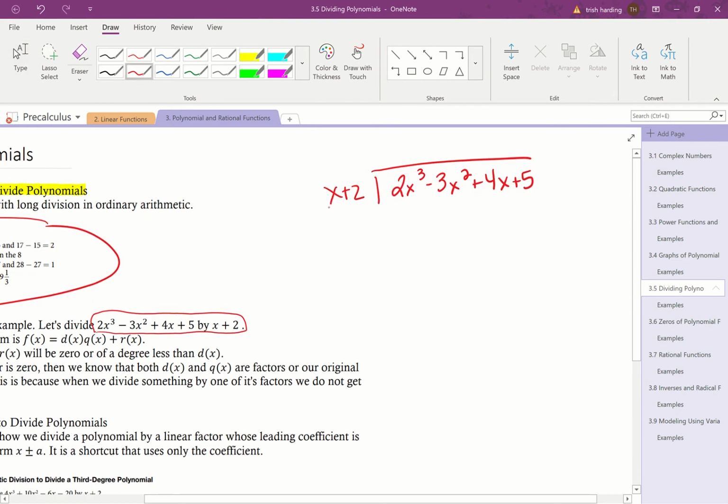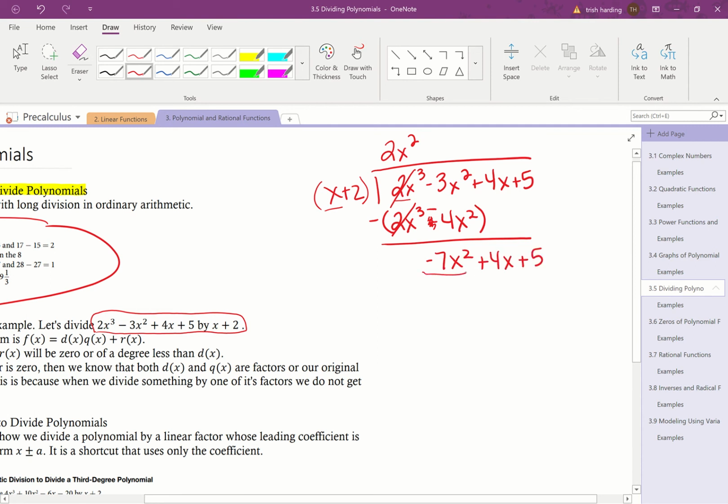So what I'm going to do is look at this first one. What would I need to multiply x by in order to get 2x cubed? I would need to multiply it by 2x squared. So now I multiply 2x squared into x plus 2, subtract it, so I get 2x cubed plus 4x squared. This is going to turn into a negative, so I'm going to have negative 7x squared plus 4x plus 5.